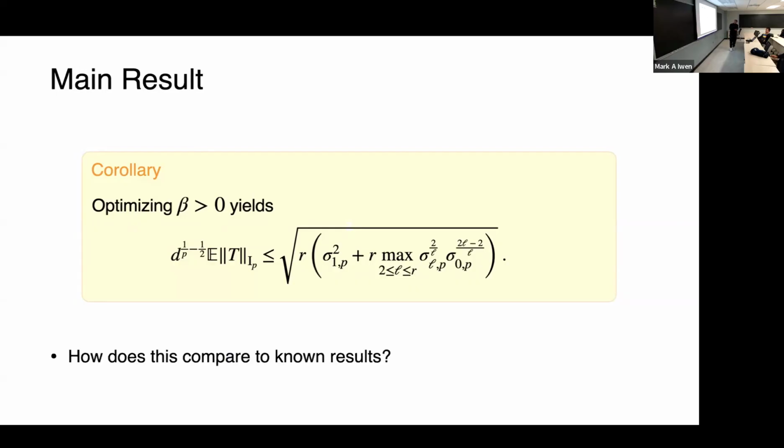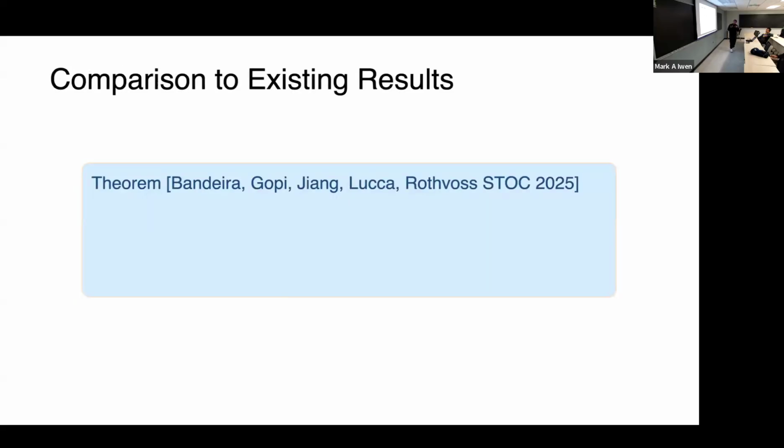So the natural question is, okay, how does this compare to known results? How does it compare to known results for the general tensor case, and then for a more standard setup like random matrices? First we'll just compare to the existing general results.